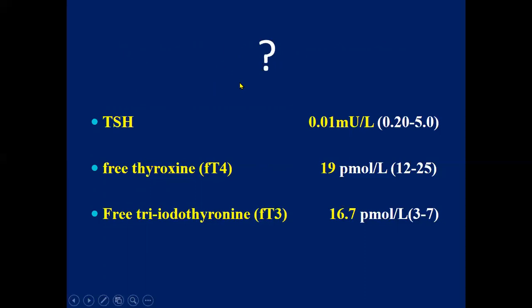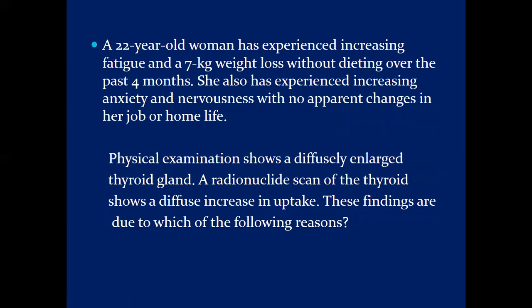In the end, I am discussing a second scenario. A 22 year old woman has experienced increasing fatigue and a 7 kg weight loss without dieting over the past 4 months. She has also experienced increasing anxiety and nervousness with no apparent changes in her job or home life. There are two symptoms and signs given in this scenario. Physical examination shows a diffusely enlarged thyroid gland. Radionuclide scan of the thyroid shows a diffuse increase in uptake. These findings are due to which of the following reasons?